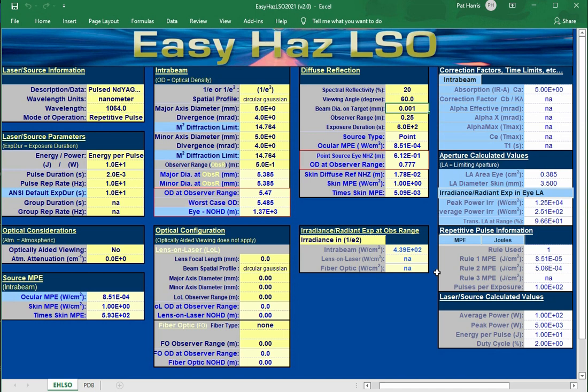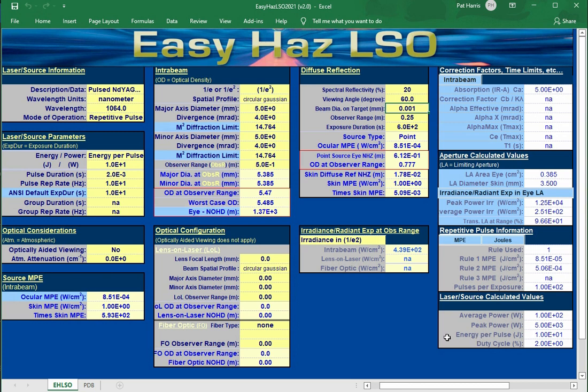Now, one other thing I'd like to point out here is, maybe two other things before we get going. I forgot the laser source calculated values. You can always look down here and get some of the laser source calculated values, like the average power. We can see that we have an energy of 10 joules. We're running 10 pulses, and that should give us 10 times 10, 100 watts of average power. And then our peak power comes from taking the energy of the pulse and dividing it by the pulse duration, and that's how we get the 5 kilowatts of peak power in the pulse.